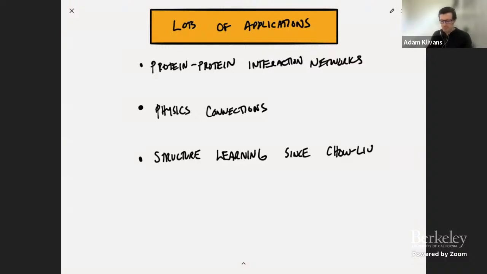And structure learning has been around since the 60s, when there was a result due to Chow and Liu that discovered the dependency graph in the case when the graph is a tree.